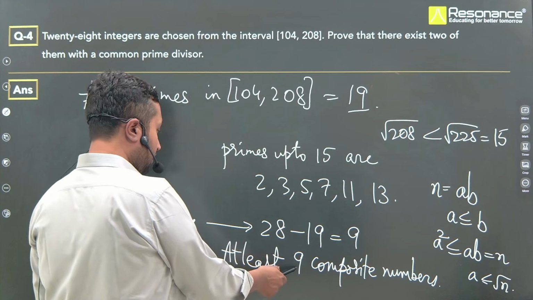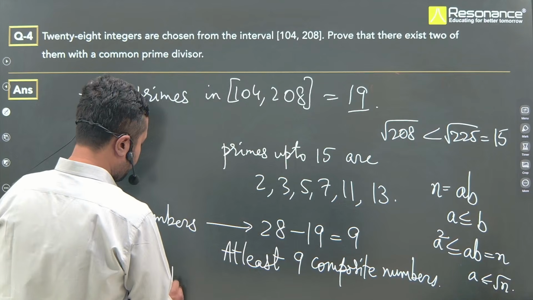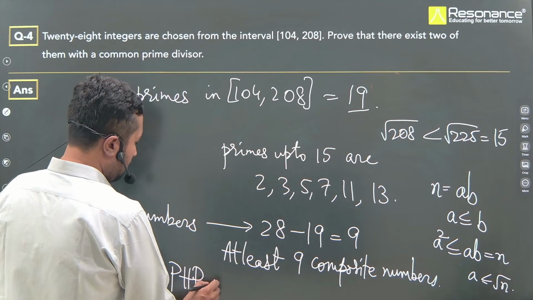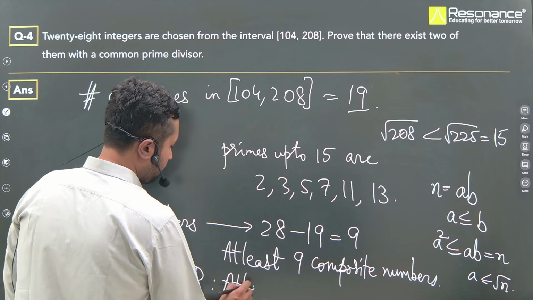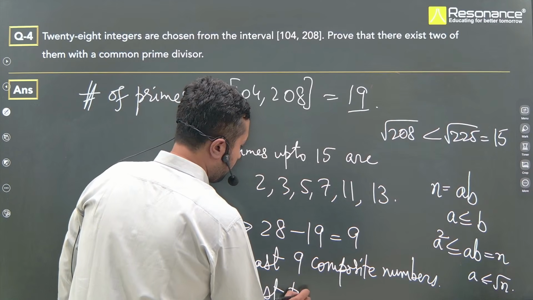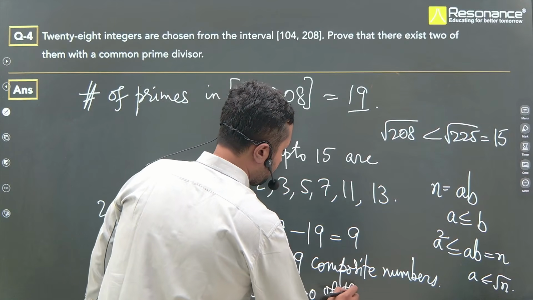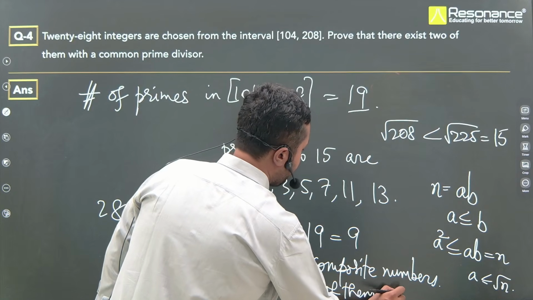Because by the pigeonhole principle, what you can say is at least 2 of them must go in the same box.